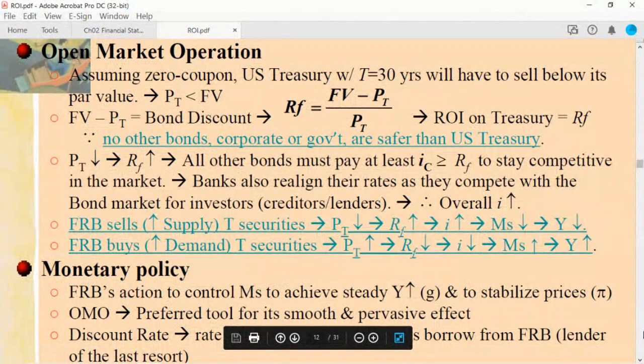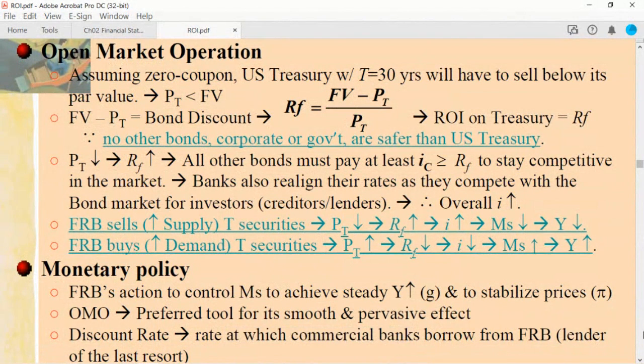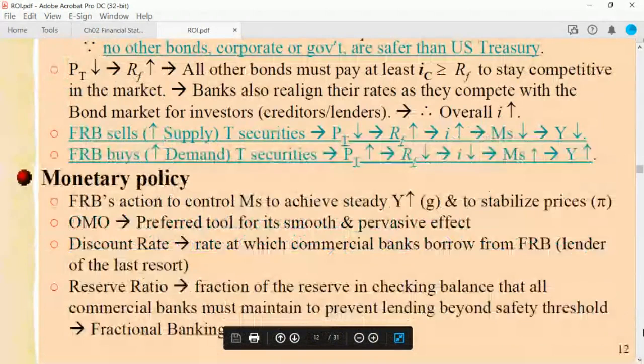So this sums up everything about the open market operation, the major tool of monetary policy, and how it affects the money supply, and also, on a lesser scale, even the Fed funds rate, right? And of course, there are three tools of monetary policy: open market operation, discount rate, and reserve ratio.